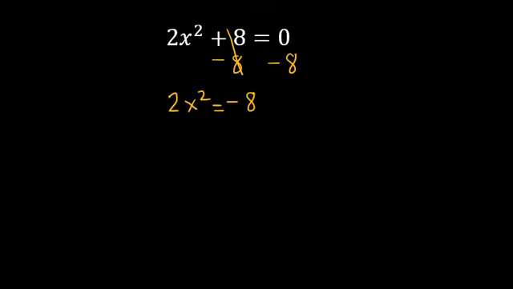So I'm going to take that 2, which is a coefficient. I'm going to divide it by 8. That 8 is a constant, right? So I get x squared equals negative 4.